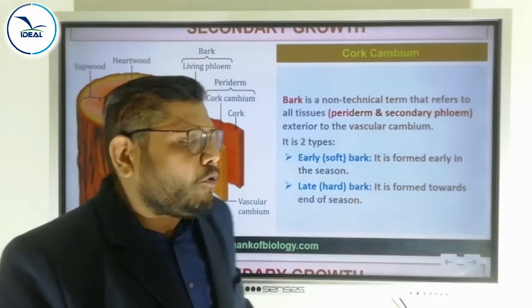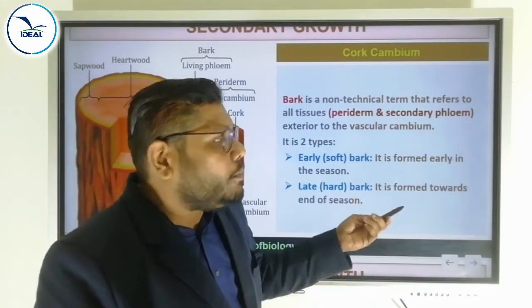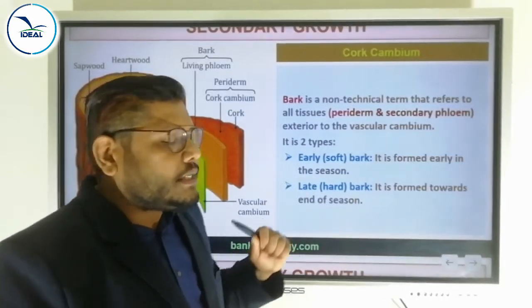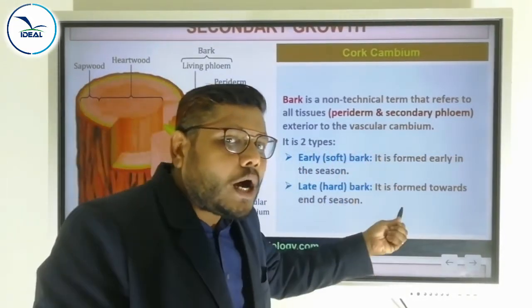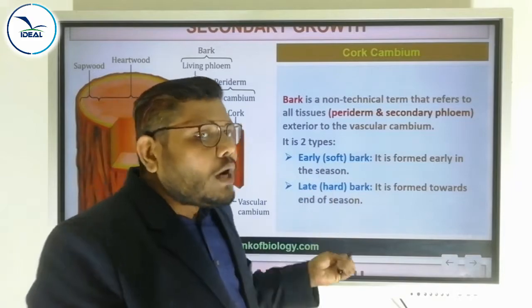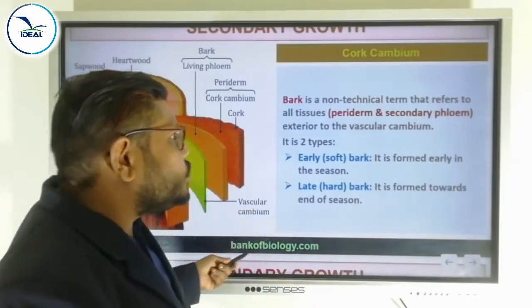There are two type of bark. One is early or soft bark. It is formed early in the season. Another one is late or hard bark. It is formed towards the end of the season. These are the two type of bark.